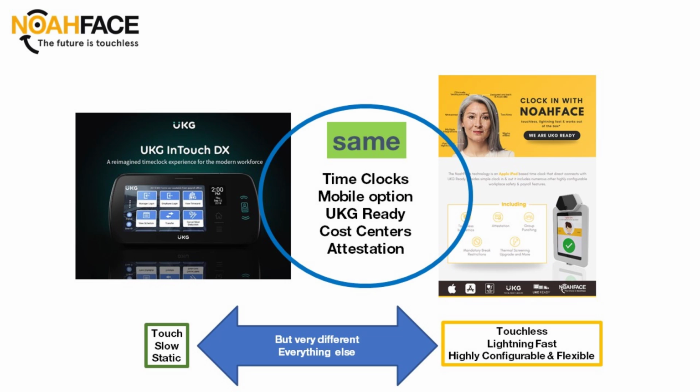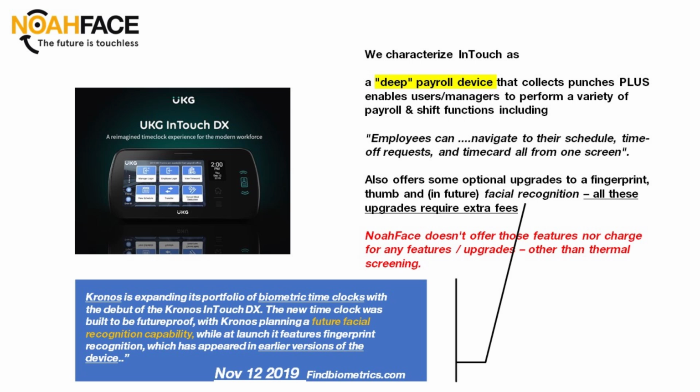So at the core, these products are similar or the same in that they're time clocks. They both have a mobile option. They both work with UKG Ready. They both offer cost centers. They both offer attestation. So that's where they're similar or the same. But when you go down to the next level, they're actually very different with everything else. So let's look at that in a second.